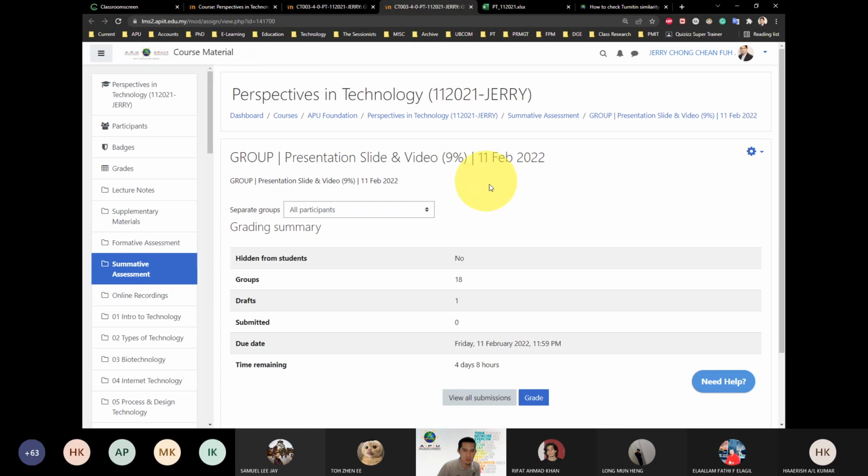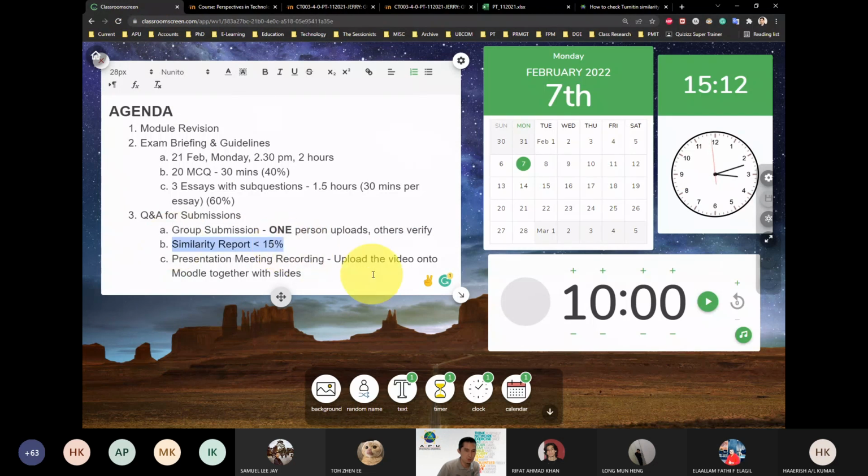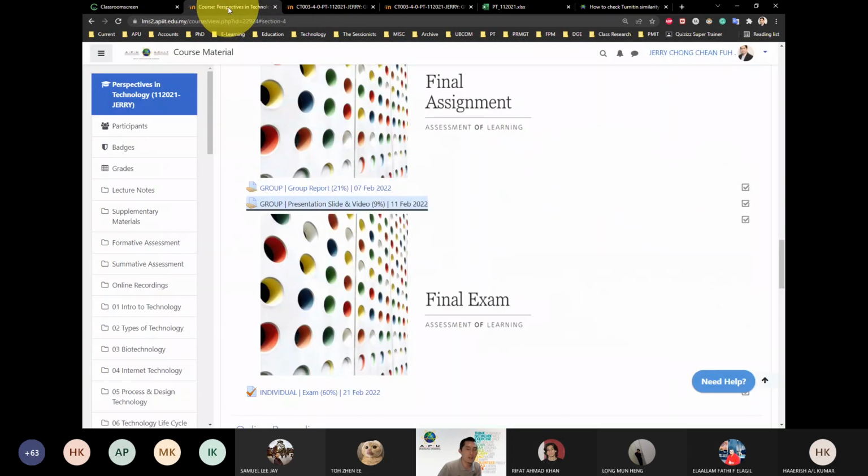The other one is your presentation slides and video. I've already mentioned the similarity report should be less than 15%. For the presentation meeting recording, I am encouraging you to upload the video onto Moodle together with the slides. The reason is that when our examiners are checking your presentation, it's much easier for them to view the video file itself. If only a link is provided, it is only available to you and me because we are in the same Teams channel. Someone else viewing this would not be able to access the video. So it is better that you upload the video.